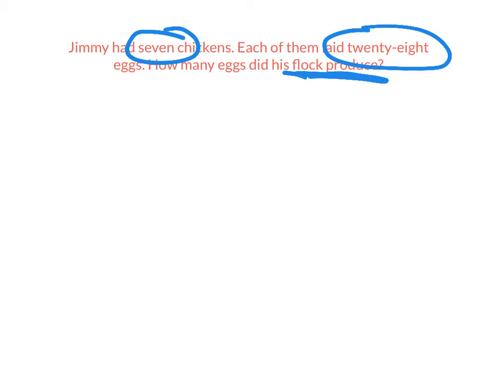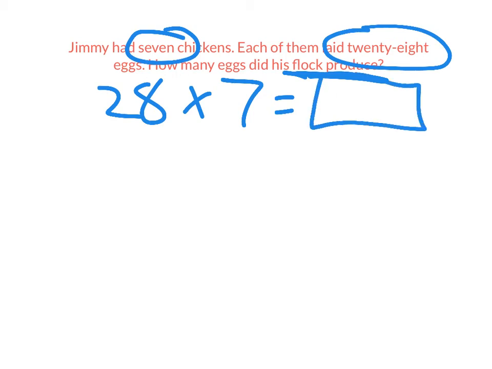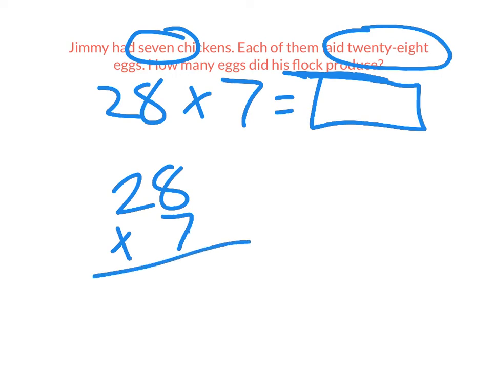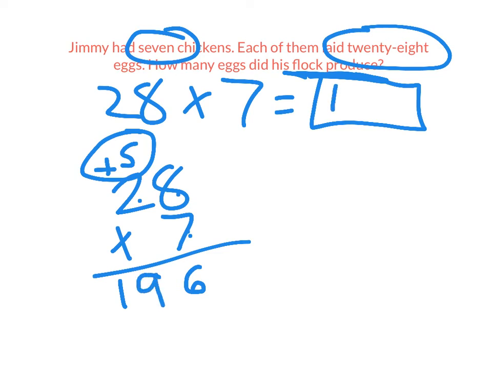So those I know are going to be my factors. So I have 28 times 7 equals, and that's going to be my answer. So I've got 28 times 7. 8 times 7, that's actually my favorite multiplication fact because it's 56. 6 goes down. I carry up my groups of 10. 7 times 2 is 14 plus 5 will give me 19. So 196 eggs are how many were created there.